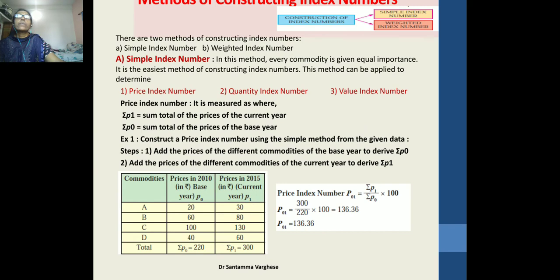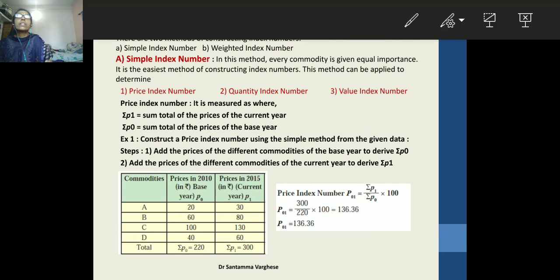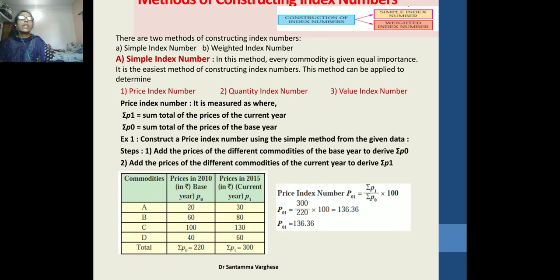Next it is the methods of constructing the index number. There are two methods. The methods of constructing index number, two methods are there: simple index number and weighted index number. Now you have to just by heart keep in the mind. Methods of constructing index number, there are two. Which are there? Simple index number, weighted index number.